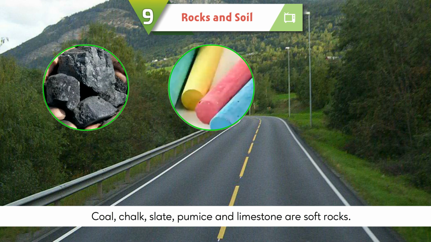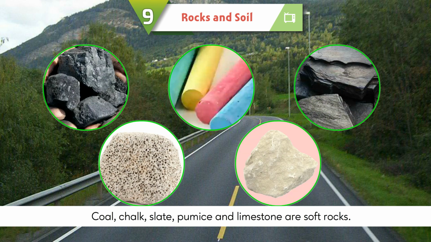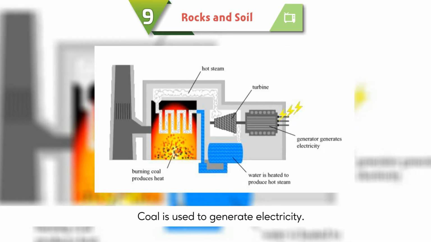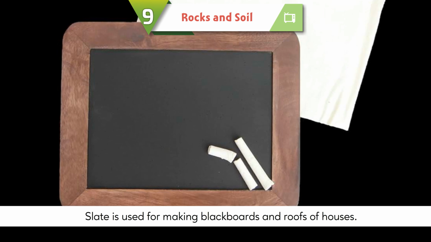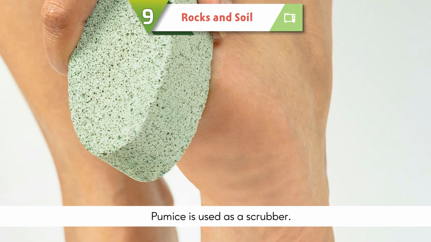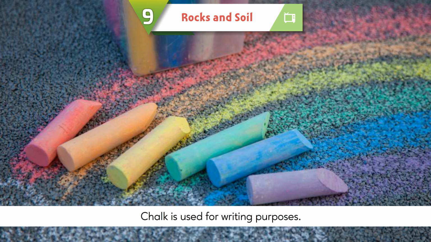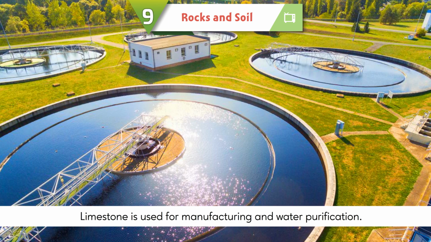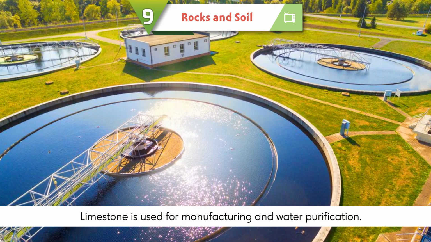Coal, chalk, slate, pumice, and limestone are soft rocks. They are used for various purposes. Coal is used to generate electricity. Slate is used for making blackboards and roofs of houses. Pumice is used as a scrubber. Chalk is used for writing purposes. Limestone is used for manufacturing and water purification.